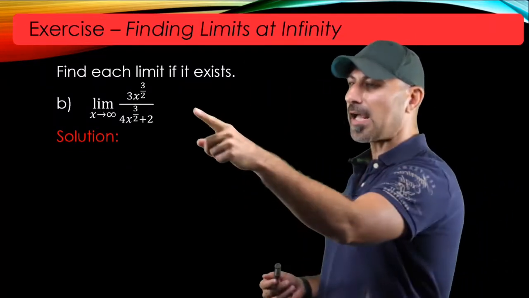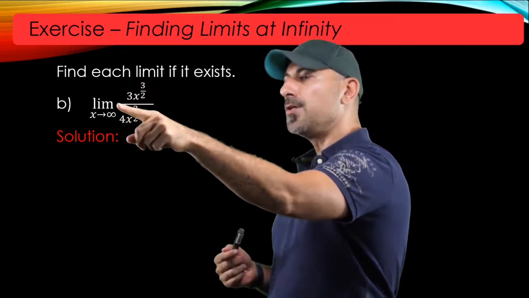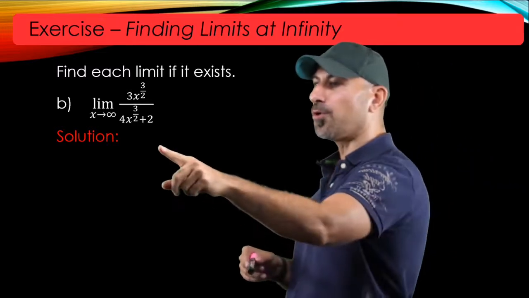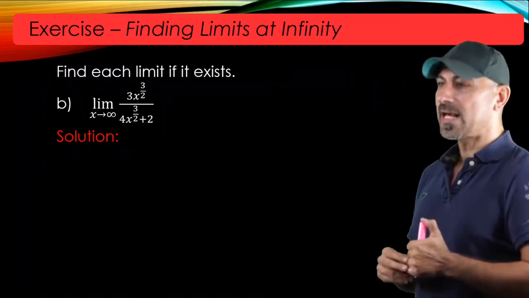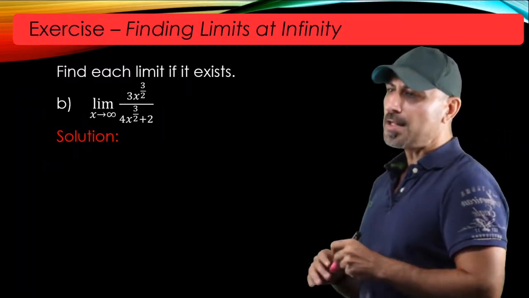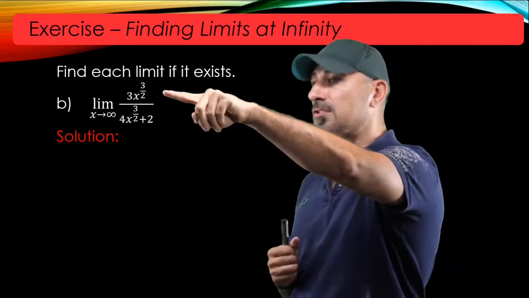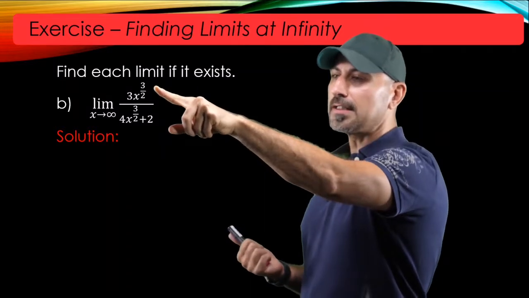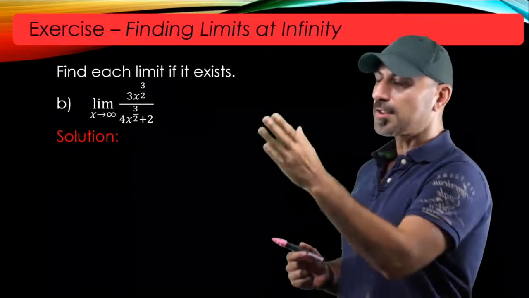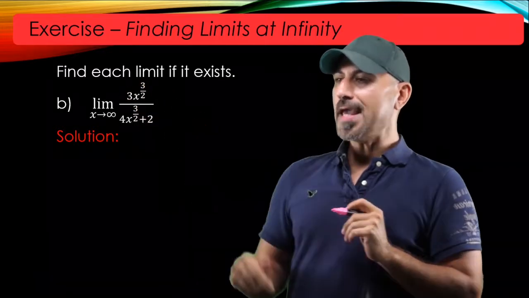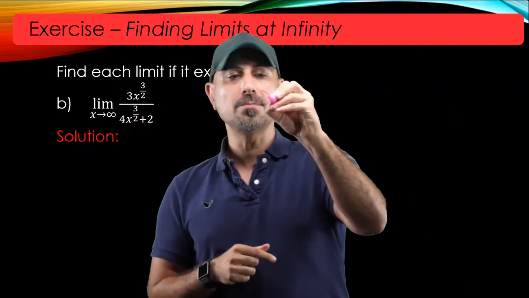So we have this rational function. At the top, you have 3 times x to the power of 3 halves. In the bottom, you have 4x to the power of 3 halves plus 2. So the top and the bottom are different expressions, and we check the degrees in this case. The top has only one term in it, and then x is raised to the power of 3 halves, so the degree of the top is going to be 3 halves.